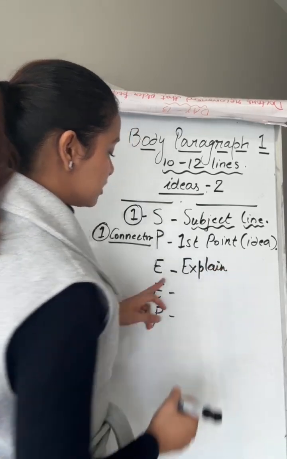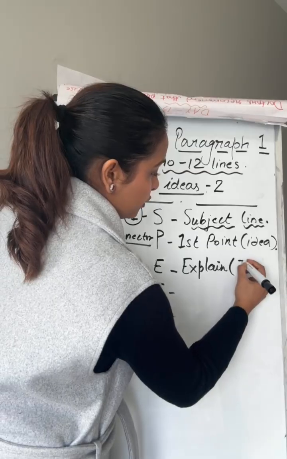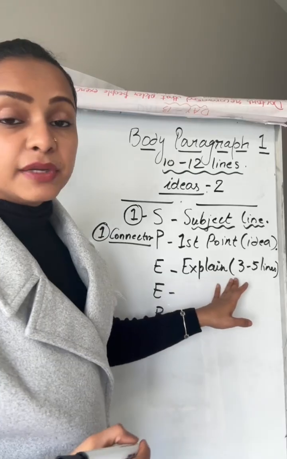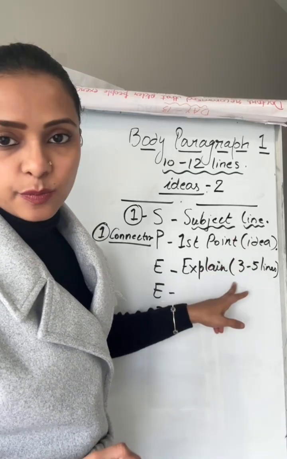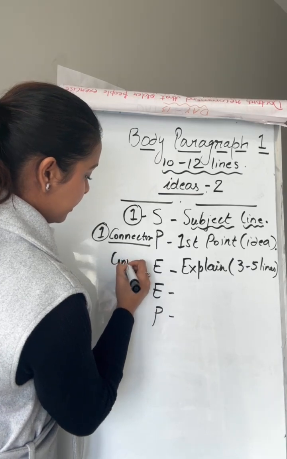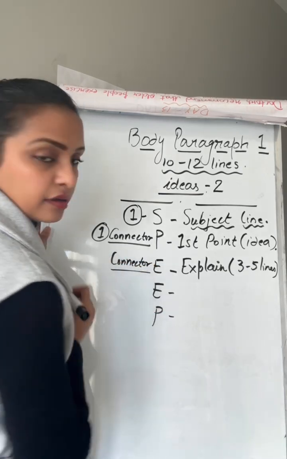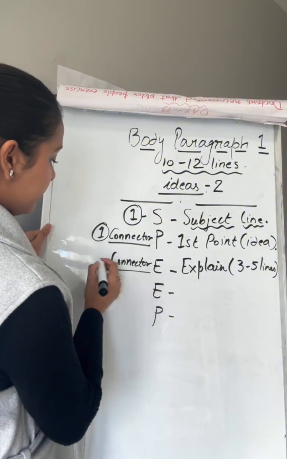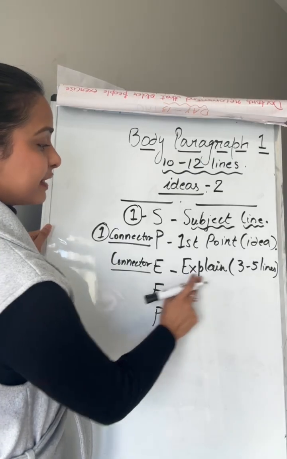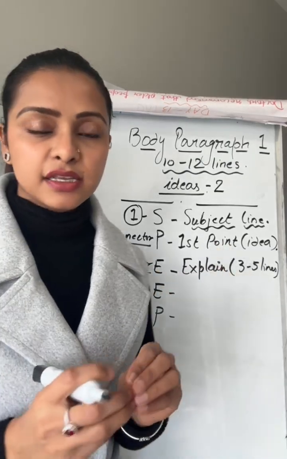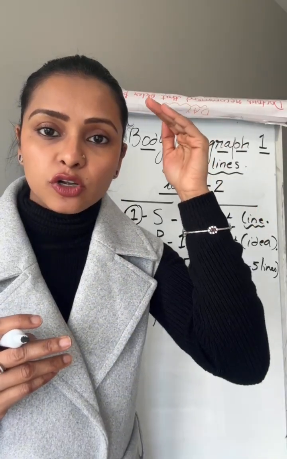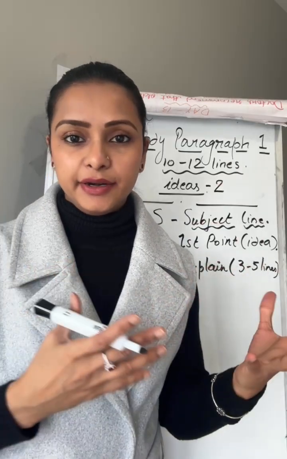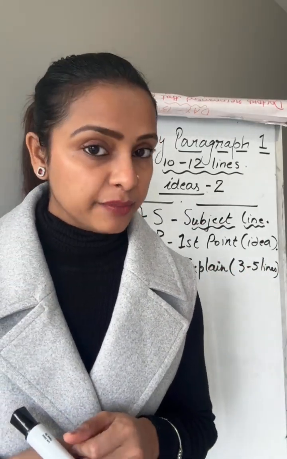Next, E stands for writing explanation. Now we will explain our point here in 3 to 5 lines. Whenever we are explaining our point, before explaining it, we will use a connector again. I'll tell you which connector we have to use here. After writing a connector, we will explain this point in 3 to 4 lines till it gets linked with the main topic. If your point is not related to the topic, not linked with the topic, that means it's incorrect.